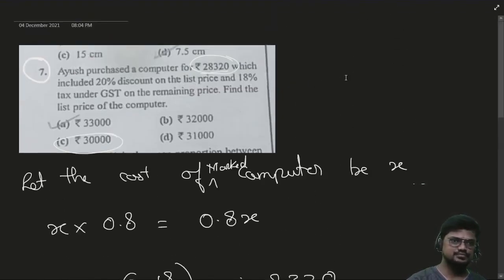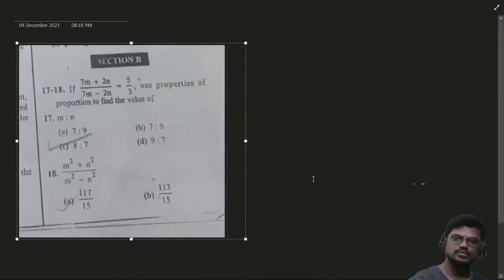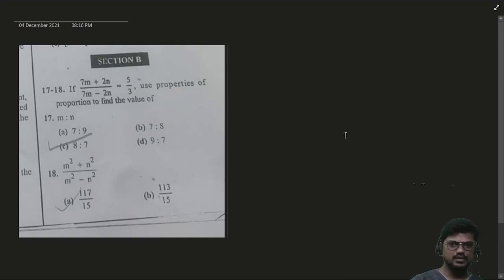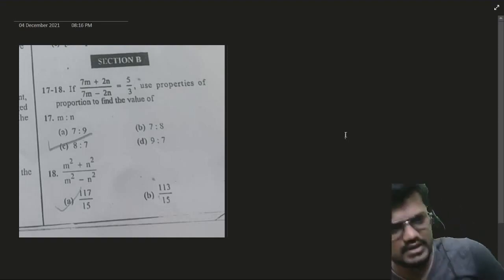Anyone has any doubt, or do you want me to take the next sum from my side only? Please try to solve this. Fine. See over here, I'll solve it. It's an easy one.